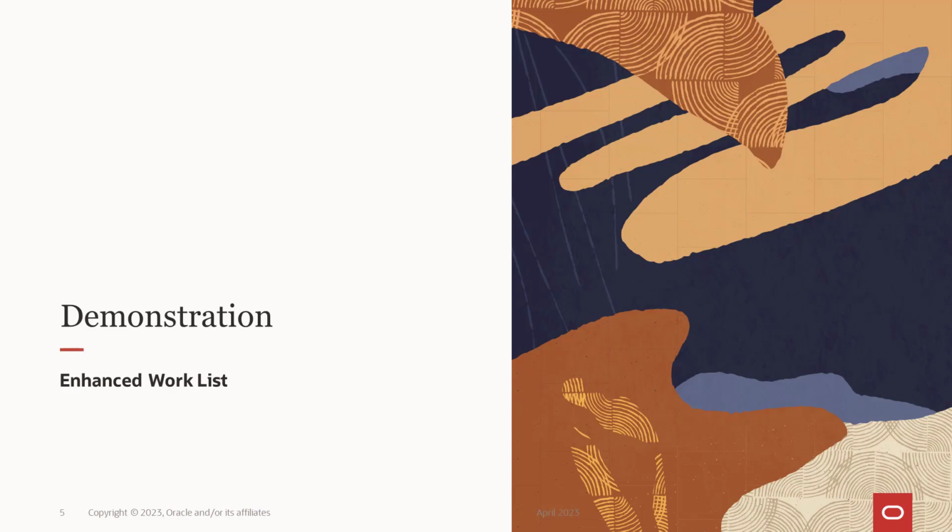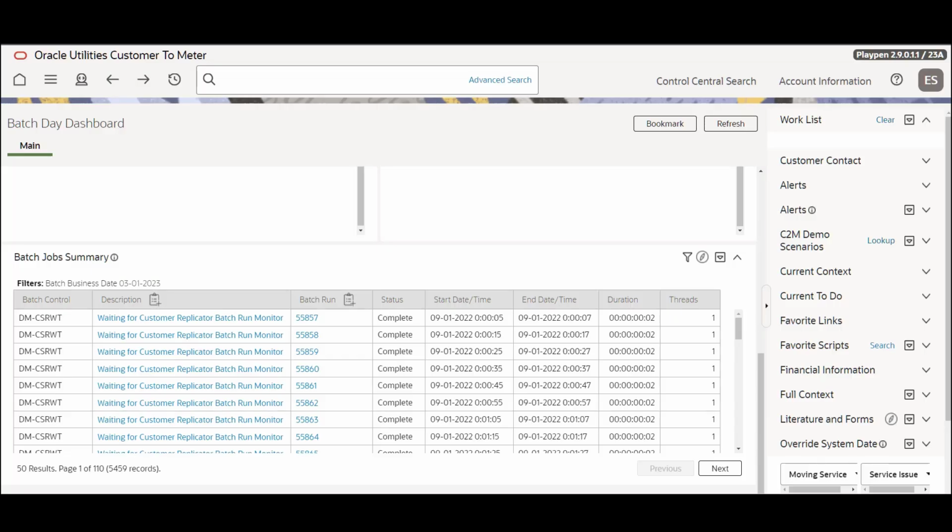Now let's take a look at the enhanced work list. Welcome to the demonstration of the enhanced work list function, which is available for 23A. Now, to use the work list in your cloud service, you need to navigate to any query zone that has an icon on a column like these ones, as you see here. So it says work list. This will work on any query zone that has this feature enabled.